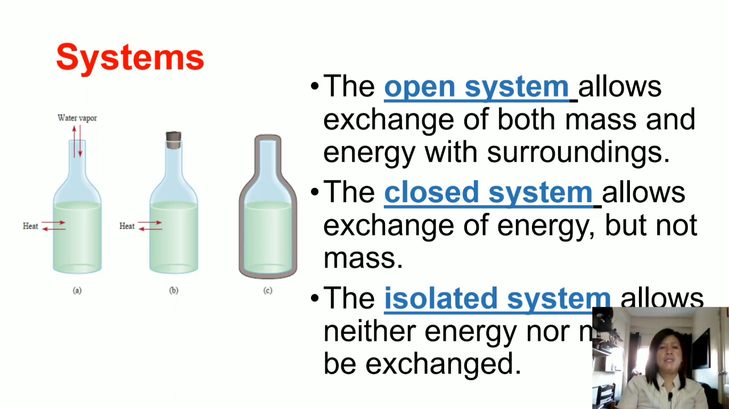So since heat may be transferred, even if there is a wall between the system and the surrounding, heat may be transferred in or out of the system. So there may be exchange of energy, but not of mass. In an isolated system, neither mass or energy may be exchanged. So there is no possibility for exchange of energy and mass to be allowed in an isolated system. So these are the three.